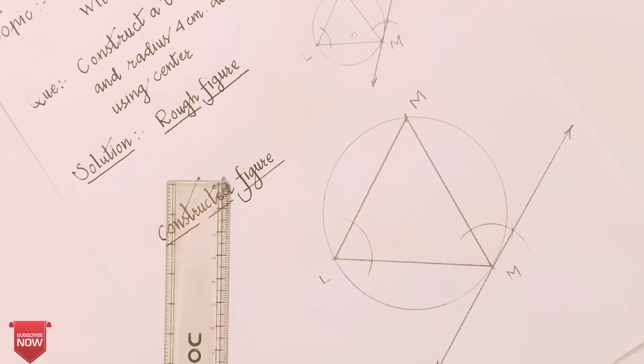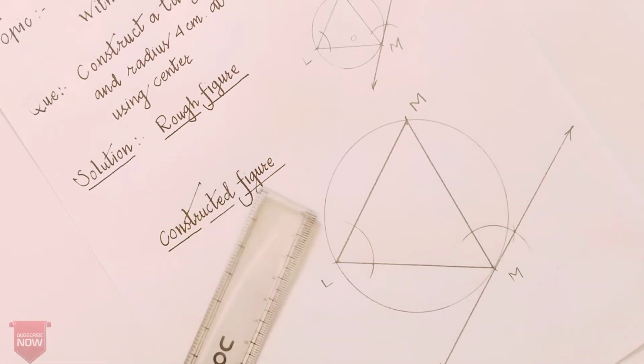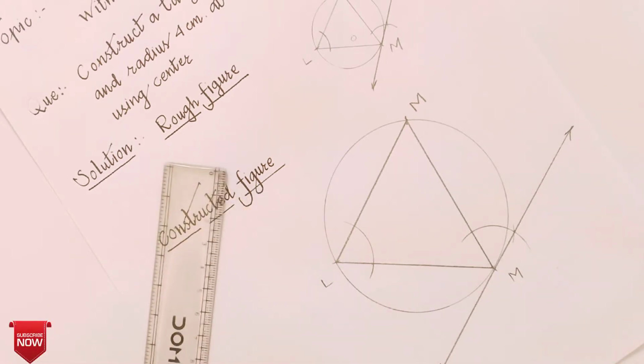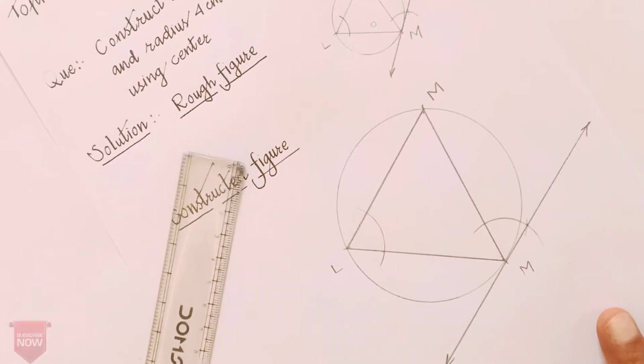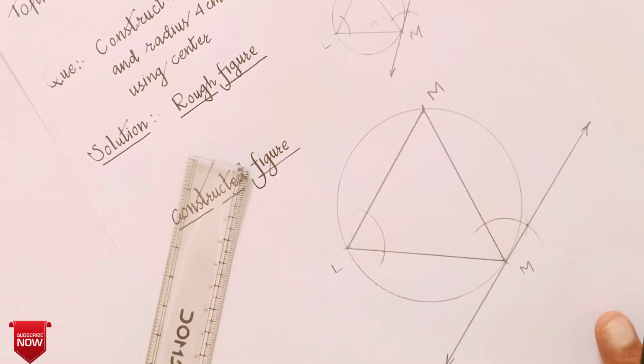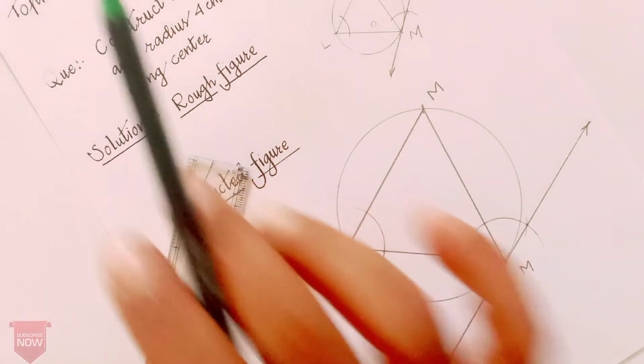For that, the pencil should be very sharp. Pencil, rubber, scale, these are the main requirements of this construction. Various types of questions can be asked depending on this type of topic.